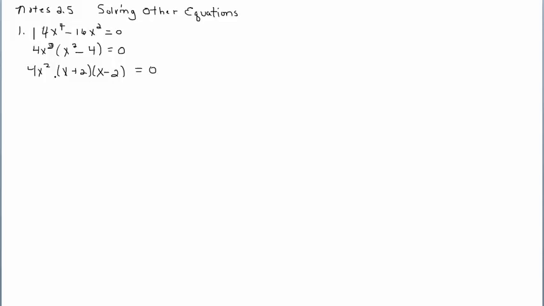It looks like we've done all we can, so now that we have factored it completely, we can set each factor equal to 0 and solve. Since we have three factors that multiply and give us 0, we're going to have two vertical bars here to organize our work.